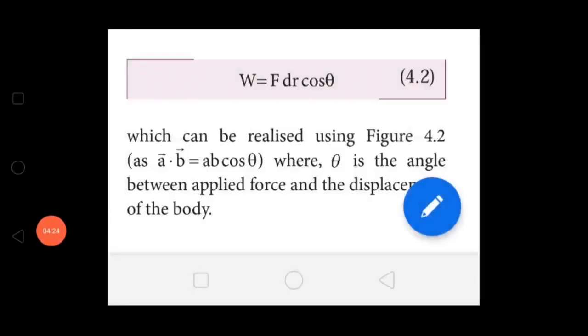So the work done is equal to F dr cos theta, which can be realized from the figure. A dot B is nothing but AB cos theta, as you know from mathematics, where theta is the angle between the applied force and the displacement of the body. So the work done depends on the force F, the displacement dr and also the angle theta between them. This is also clearly given in the next figure, 4.2.